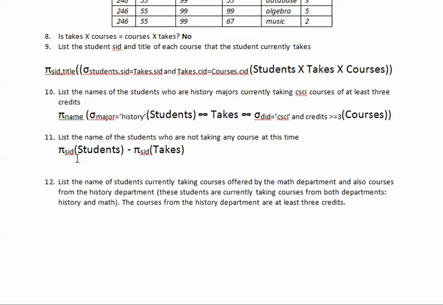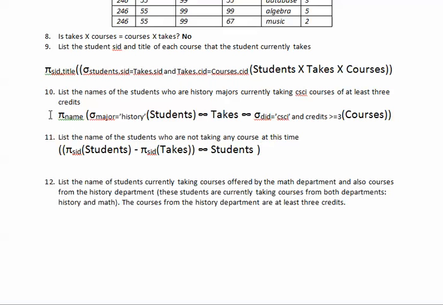Okay, so now what we have here is the list of SID of students that don't take any courses, but I don't have the names. So now I need to join this answer with the students again, so I can get the name. So I need the symbol for my join. There. Now from here to here, now I have the names.